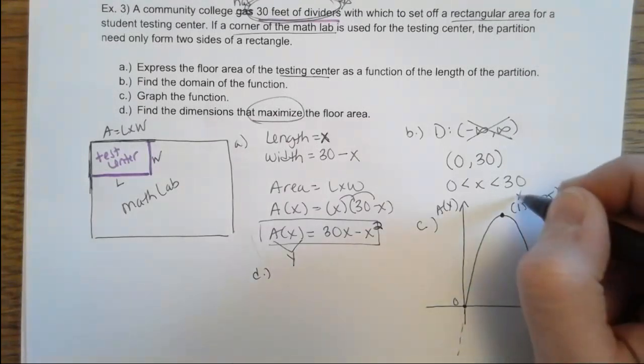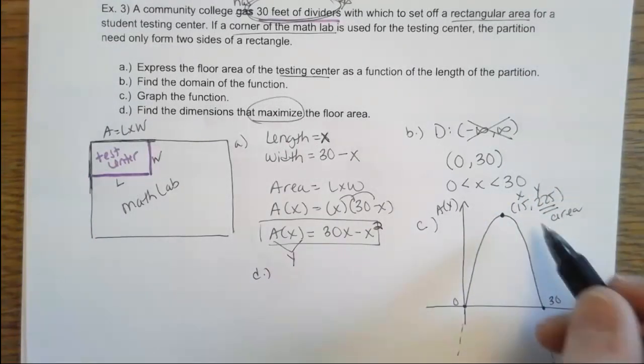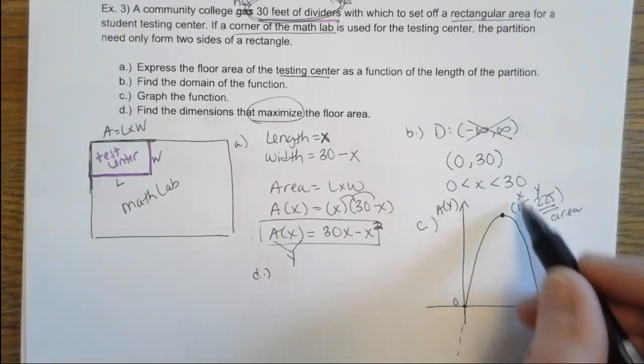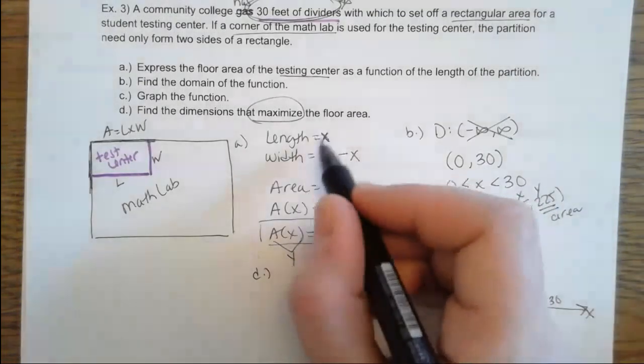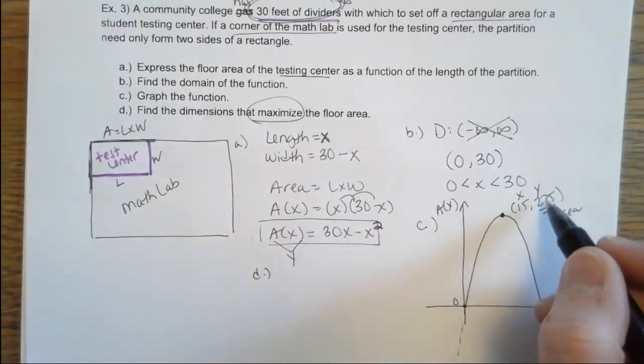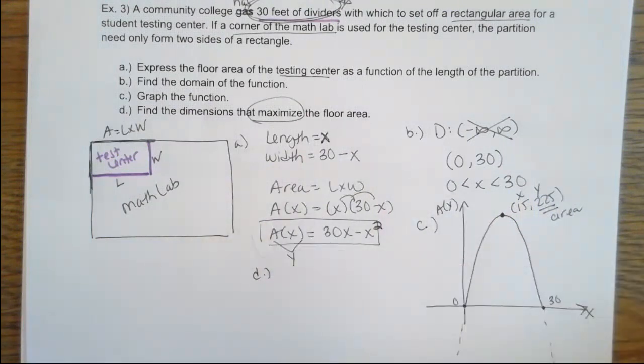So you want to be careful. This is your x and this is your y. This is not your length and your width here. Your x is here. That is your length. That's how we defined it. But the 225 is not the width. It's the area because that's the function that you're graphing.